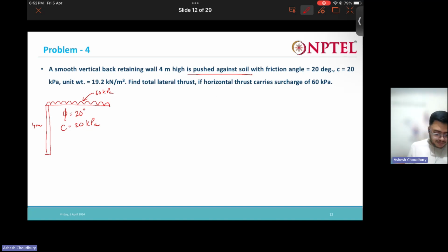So we need to find the passive pressures. The wall is actually pushed against the soil, so passive condition is developing. If the wall moves away from the soil, active condition. If the wall is pushed towards the soil, then passive condition. Okay. So first we will find Kp.